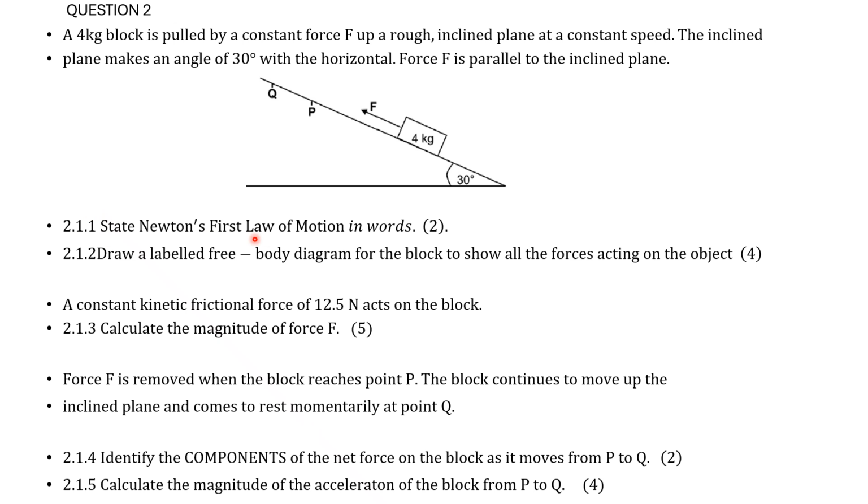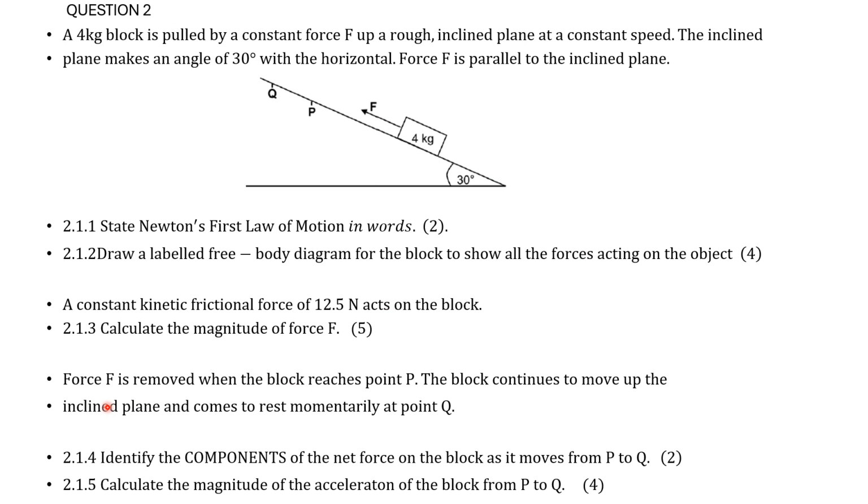2.1.1 State Newton's first law of motion in words for 2 marks. 2.1.2 Draw a labeled free body diagram for the block to show all the forces acting on the object. A constant kinetic frictional force of 12,5 newtons acts on the block. Calculate the magnitude of force F.